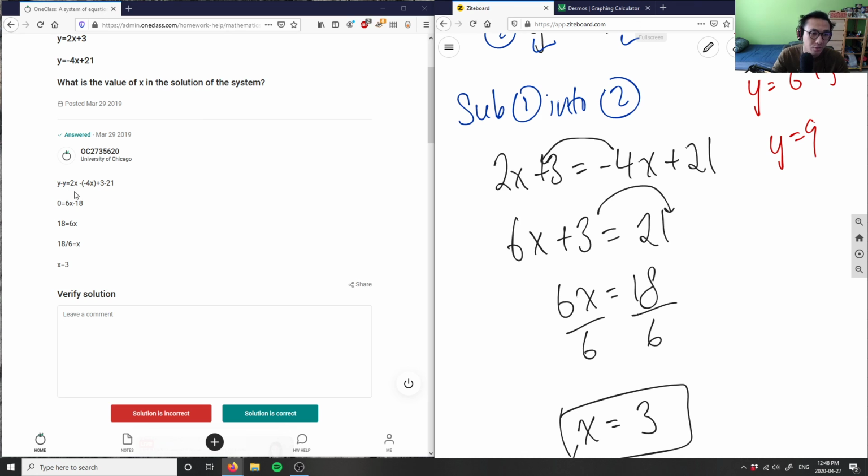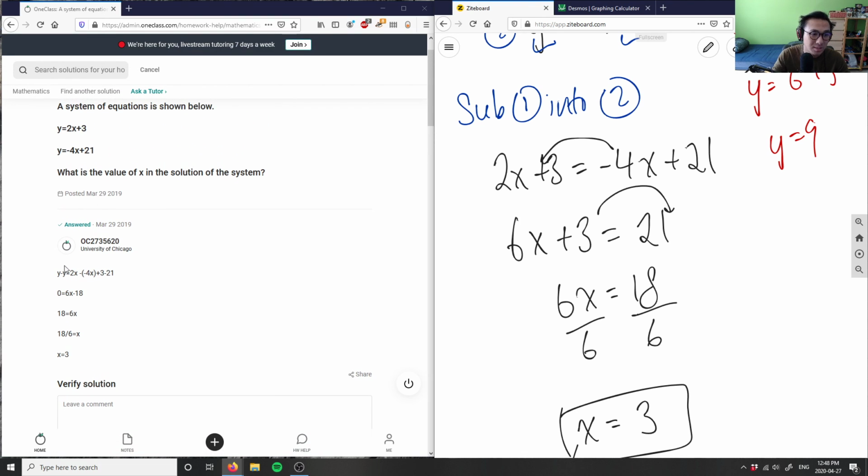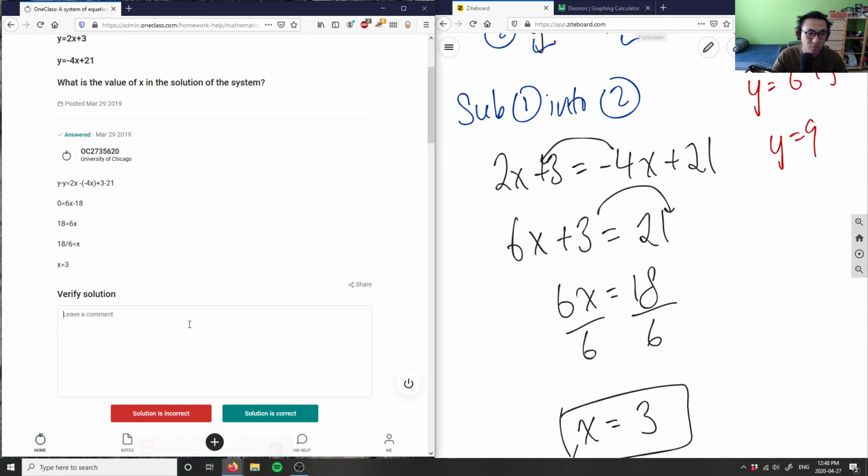Again, what they're doing is elimination. So they're subtracting the y, canceling the y to just solve for our x values. They have 2x minus 4x, which is negative 6x, and then 3 minus 21 is negative 18. And then they simply divided both sides by 6, and they got x equals 3. So this solution here is correct. We can also use substitution to solve for systems of equations, but elimination works as well.